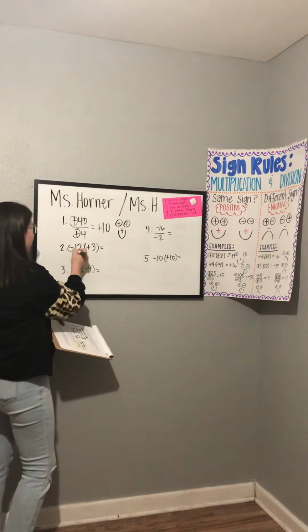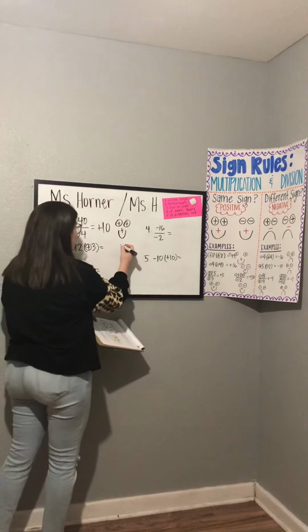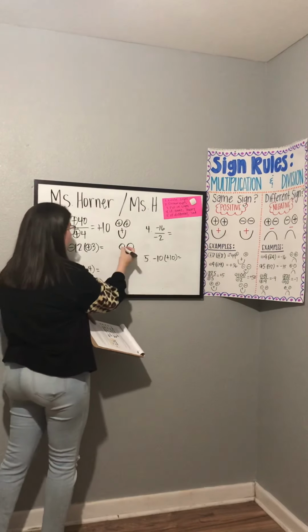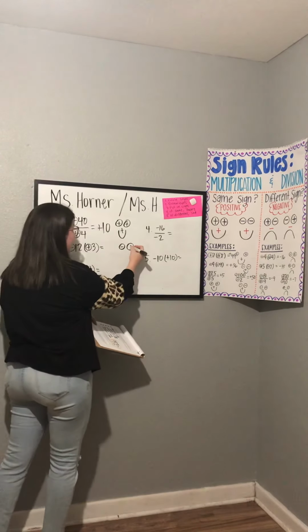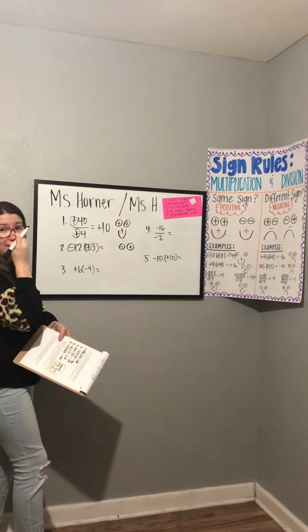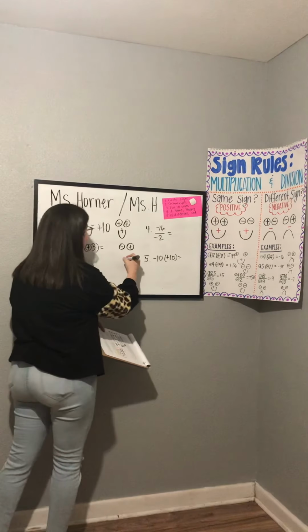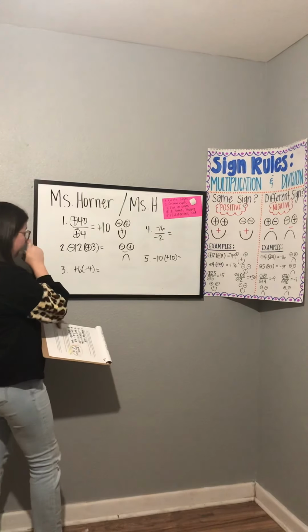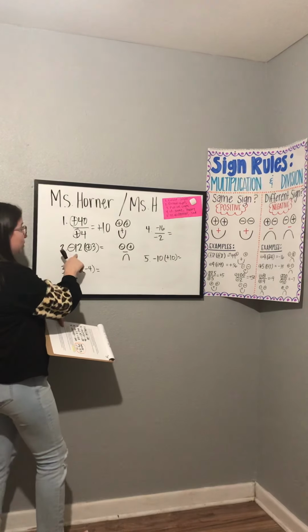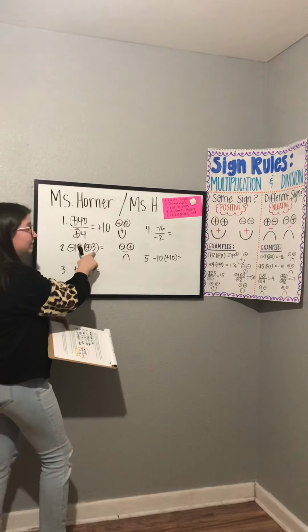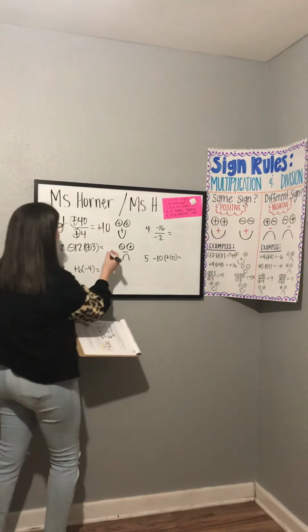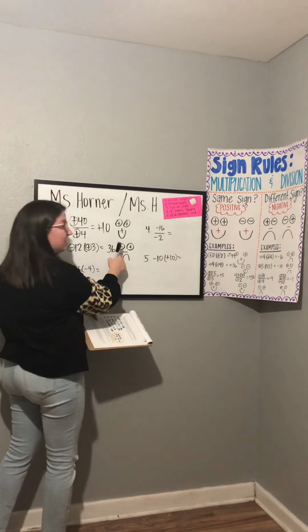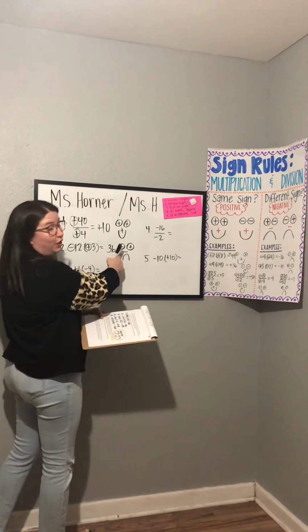Number 2, circle your signs. Draw your eyes. Put your signs in. First it was a negative, then it was a positive. These are not the same, guys. So we're gonna have a sad face, which means a negative nose. Now we just simply do the math. 12 times 3 is 36. And our nose tells us that it will be a negative 36.